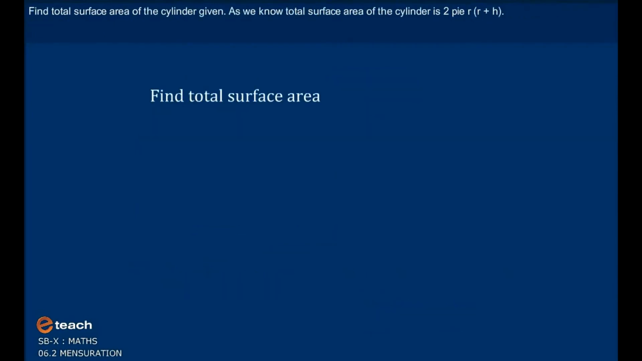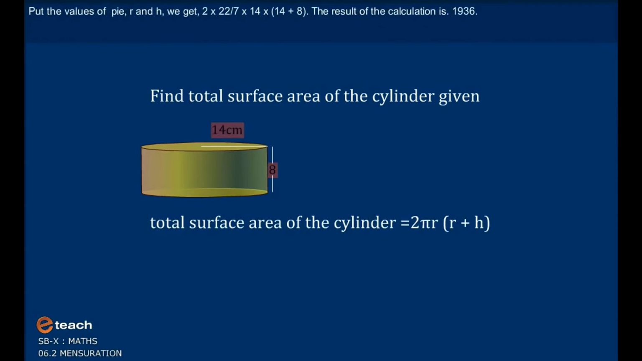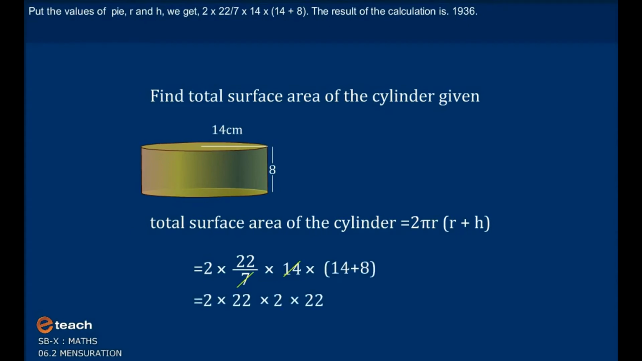Find the total surface area of the cylinder given. As we know, the total surface area of the cylinder is 2 pi r (r plus h). Now put the values of pi, r and h. We get 2 into 22 by 7 into 14 into (14 plus 8). The result of the calculation is 1936.